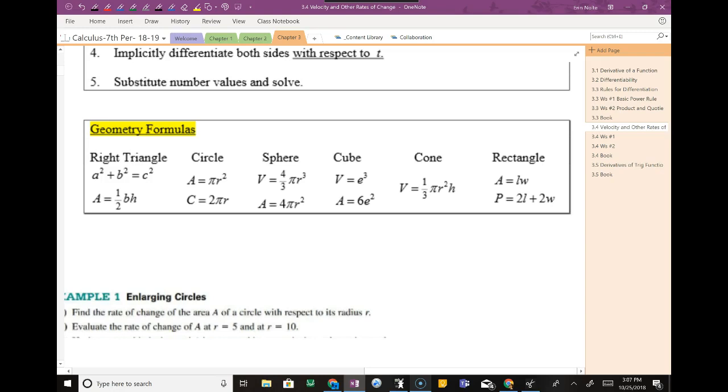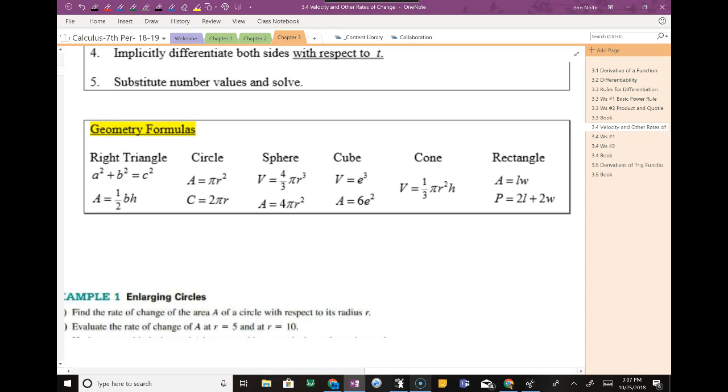I think a cube you could figure out. The volume is E, for edges, cubed. I think that's what they're using for E. If you don't like an E, you could throw down an S for sides. So if we take the sides and cube them, that's the volume. The surface area of a cube: there are 6 equal sides, so 6 times the area of one side, which would be S squared.